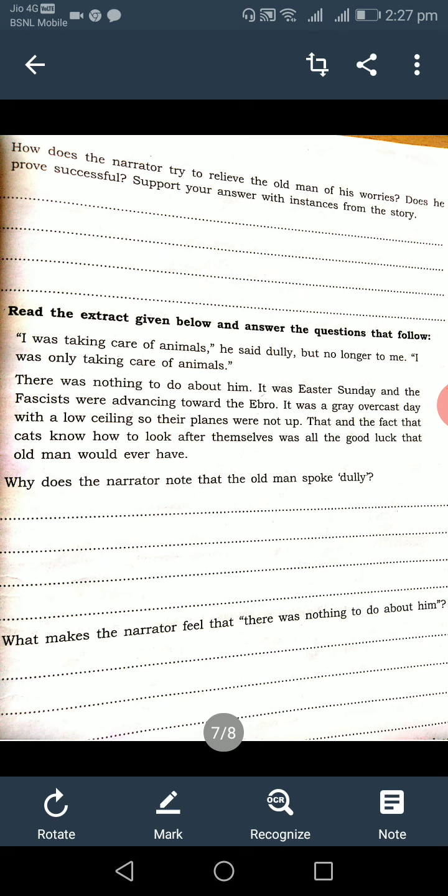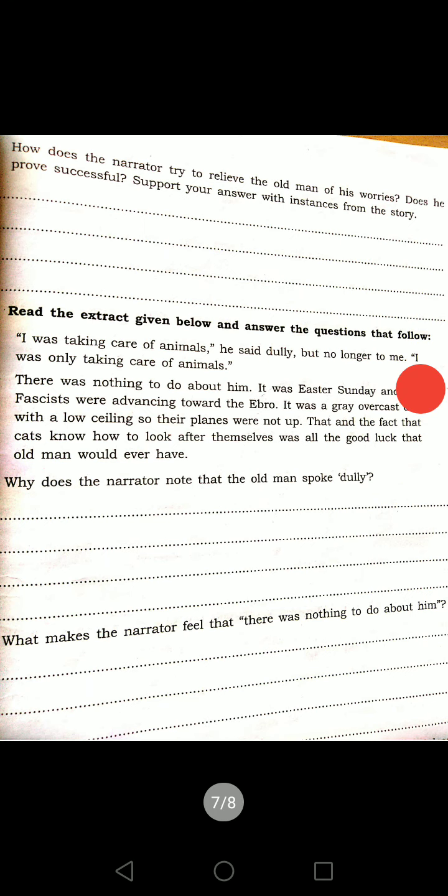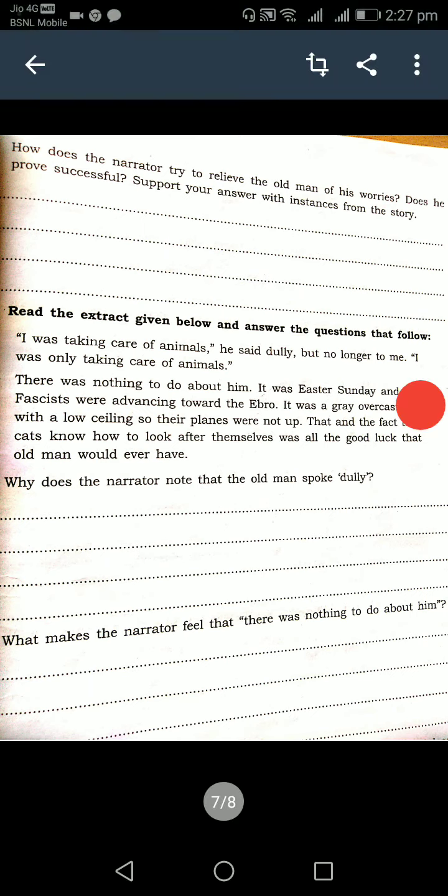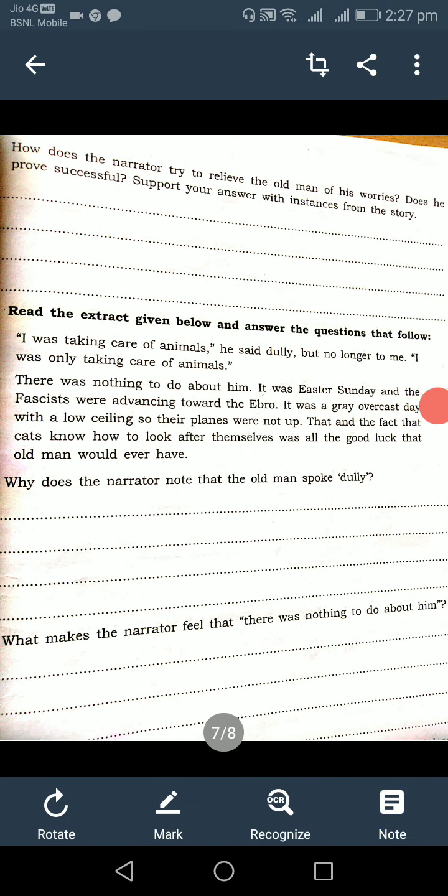Then we come to the next extract. Why does the narrator note that the old man spoke dully? Now the old man had lost all hope and was filled with guilt for not being able to look after his animals. So he was emotionally disturbed. So the narrator noted that the man had spoken dully. So besides physical destruction, there was mental destruction also. So the old man was both physically and emotionally disturbed.